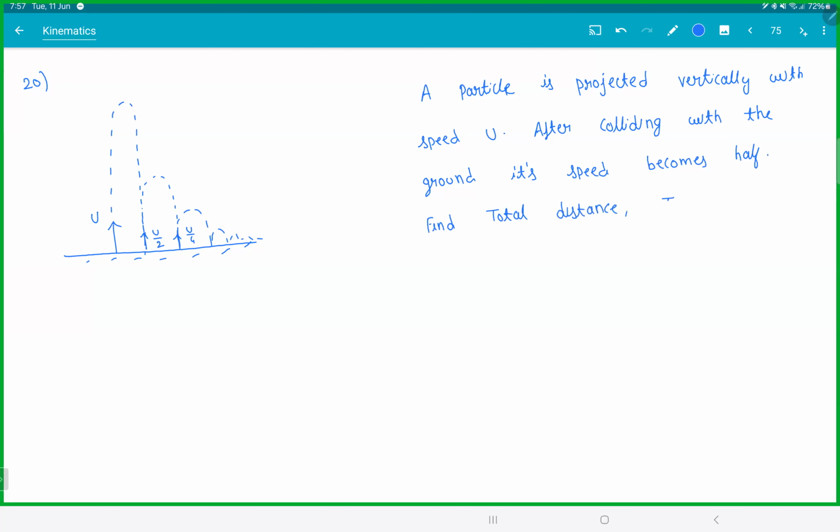Find total distance, total time, and average speed.